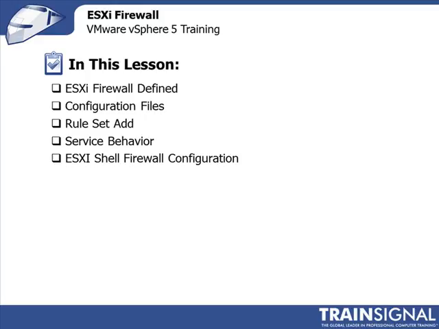To increase the level of security and awareness within its products, VMware now introduces the concept of an ESXi firewall. So what we want to do in this lesson is focus on the ESXi firewall. We're going to start off by talking about what the ESXi firewall is and how to define it. We're going to talk about the configuration files and how you configure it. How do you add rule sets to this particular firewall? What is the service behavior like? Does it come up automatically started? What does the service do when it comes up? Then we're going to talk about the ESXi shell firewall configuration. It's going to be a fun lesson, so let's go ahead and get started.